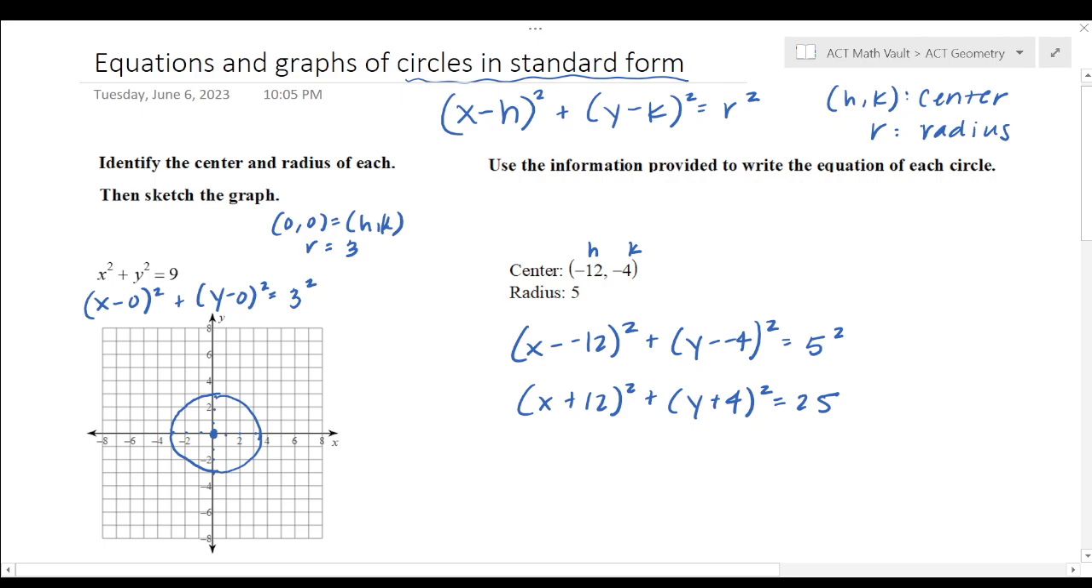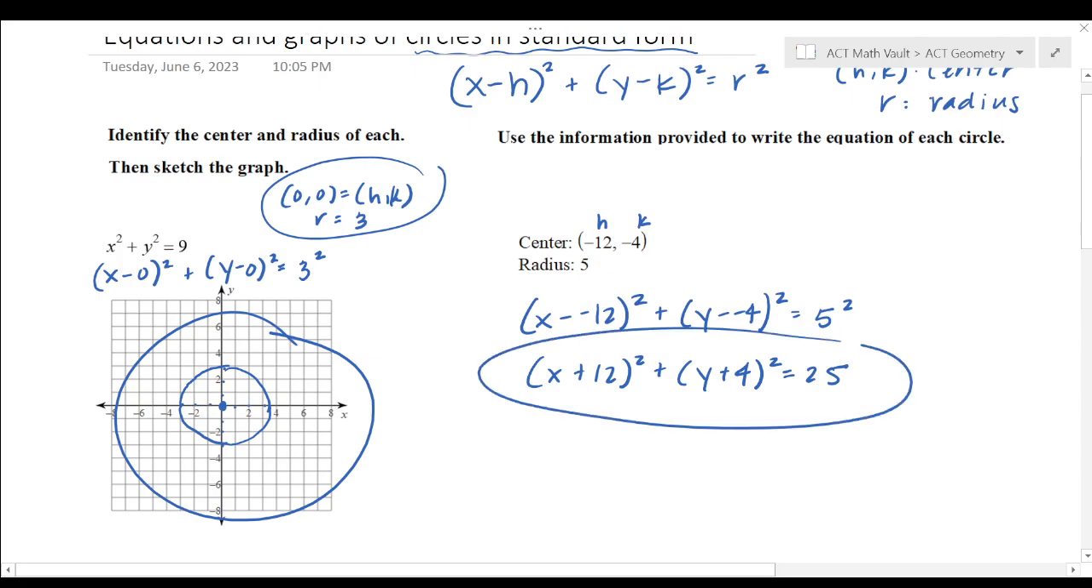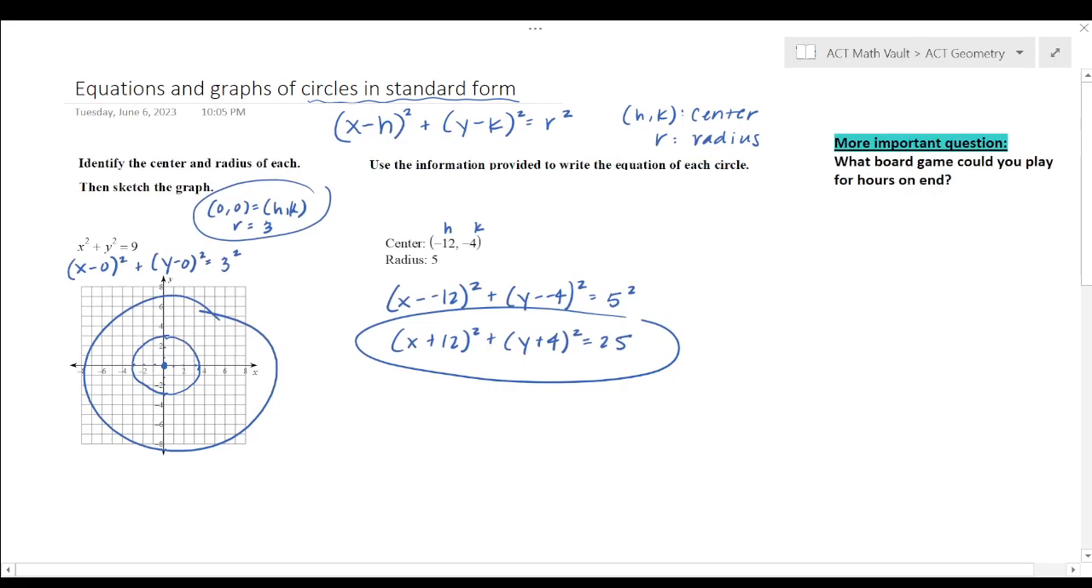Okay, so what are our final answers for all of these? Well, it says identify the center and radius. That's here. Sketch the graph. That's there. And then write the equation there. So 3 different types of answers for problems like this.